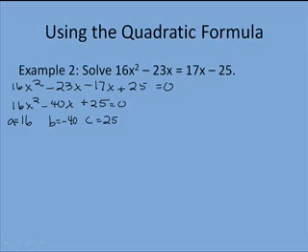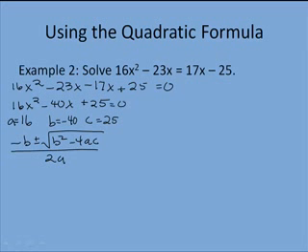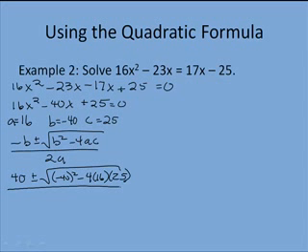Now that we have our a, b, and c, we can apply the quadratic formula. So again, I'm going to write this out here so we know what to plug in where. A negative 40 is going to be positive 40, plus or minus the square root of b squared minus 4 times 16 times 25, all over 2 times 16.